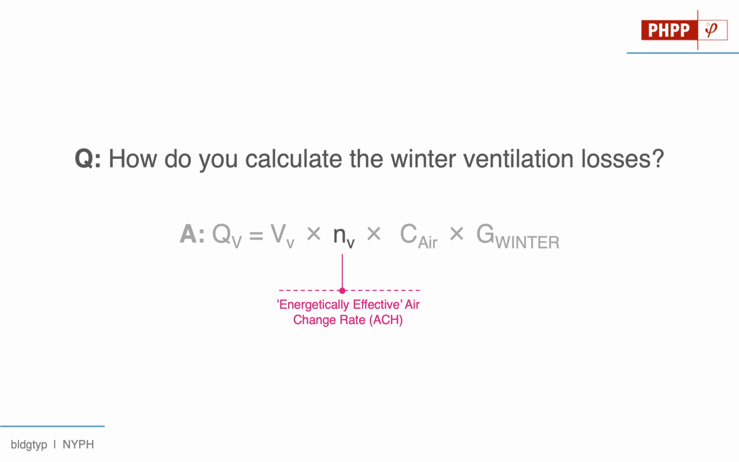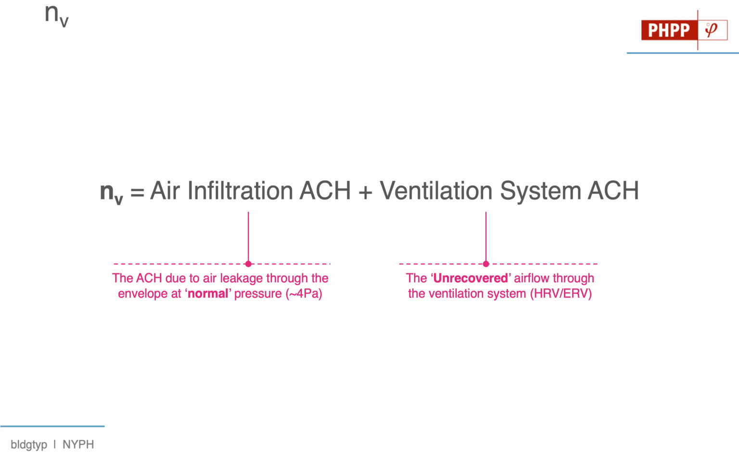Well, it's made up of two pieces. There's two different ACHs that get added together to yield this N sub V. So the N sub V is defined in the PHPP as the sum, or the total, of the ACH through the envelope, all of the air leakage through the envelope of the building at normal atmospheric pressure, about 4 pascals roughly, plus the unrecovered airflow through the fresh air ventilation system.